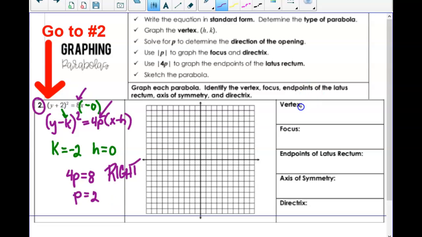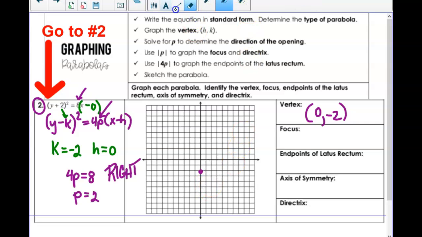All right, the vertex, according to the reference sheet, is hk. It says it right up here as well. So our hk would be 0, negative 2. I'm going to go over here across 0 and down 2. That's going to be my vertex. Okay, I don't think I want to put that v there.